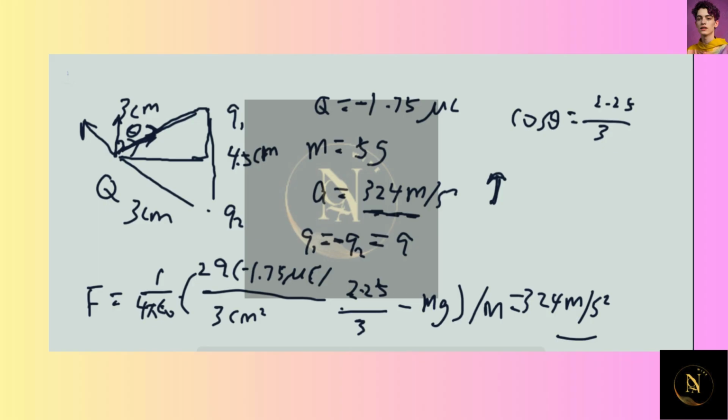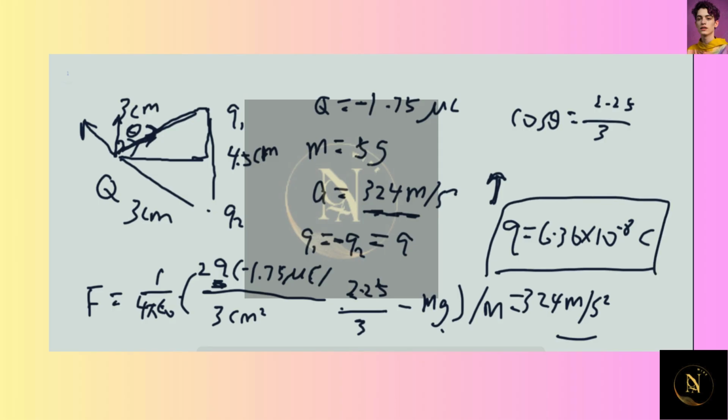In this expression, the only unknown variable is the small q. We already know the mass and we know g. So we plug in all the values and solve for q. You can find that q equals 6.36 times 10 to the negative 8th coulombs. So in that case, Q1 is positive, 6.36 times 10 to the negative 8 coulombs, and Q2 is the opposite one.